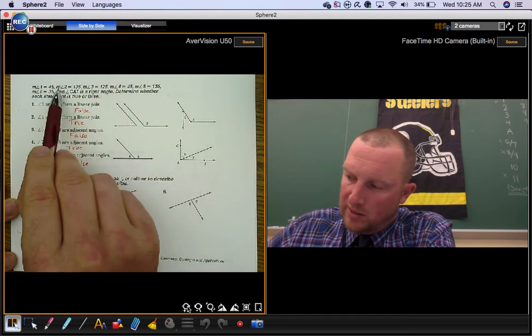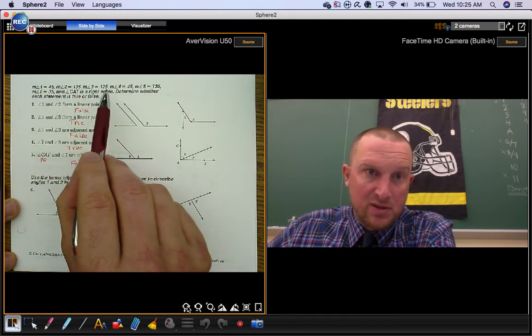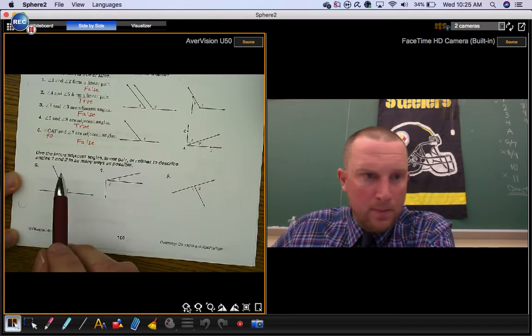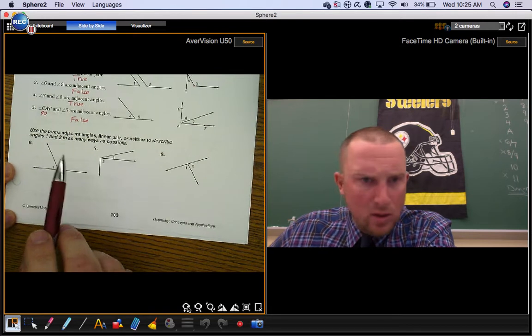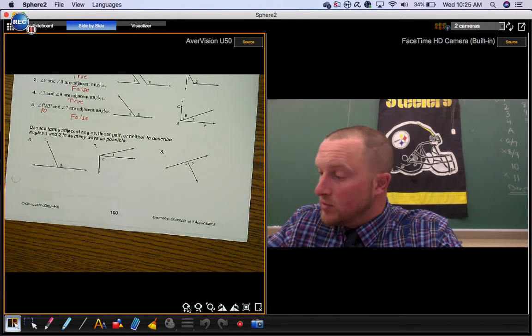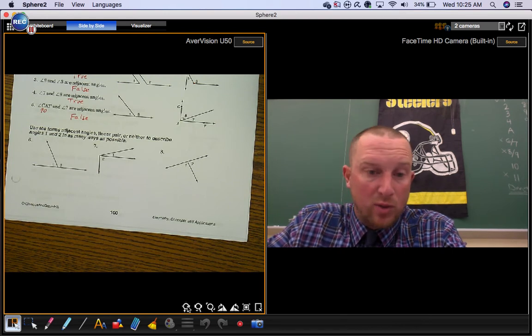So you really didn't need all of these measures that they gave you. This bottom part, we're going to use the term adjacent angles, linear pair, or neither to describe angles 1 and 2 in as many ways as possible.